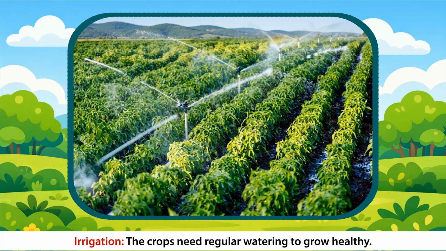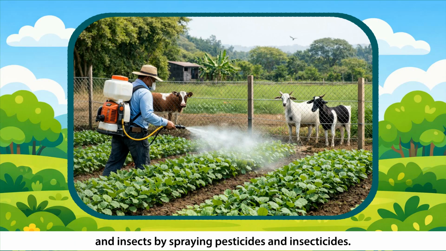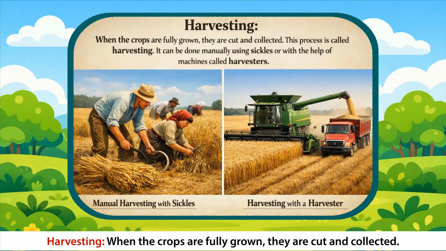Irrigation. The crops need regular watering to grow healthy. Watering the crops at regular intervals is called irrigation. Protection of crops. The growing crops are protected from pests and insects by spraying pesticides and insecticides. Farms are also fenced to keep goats and cows out of the fields.